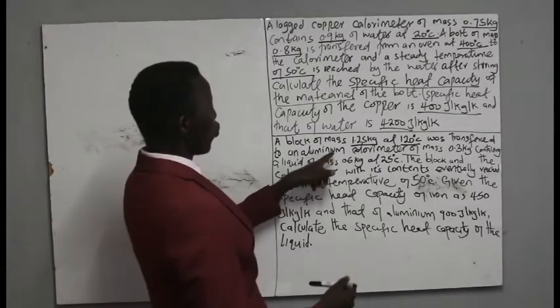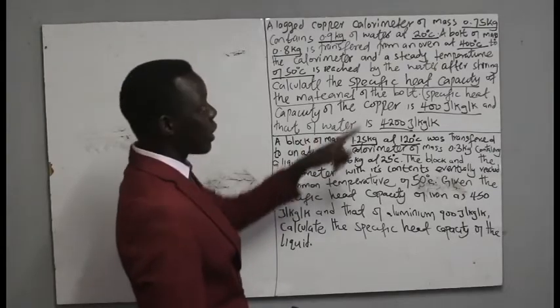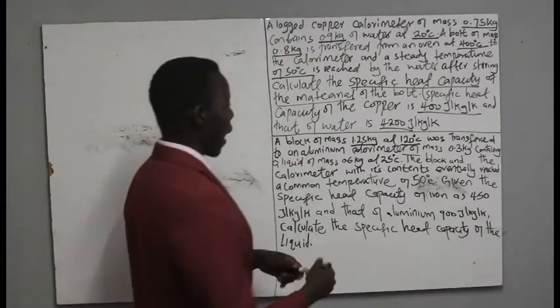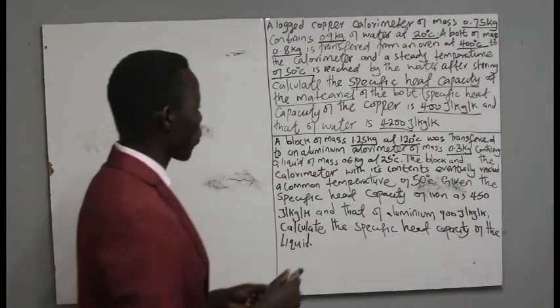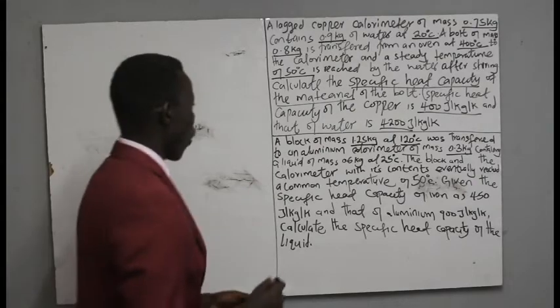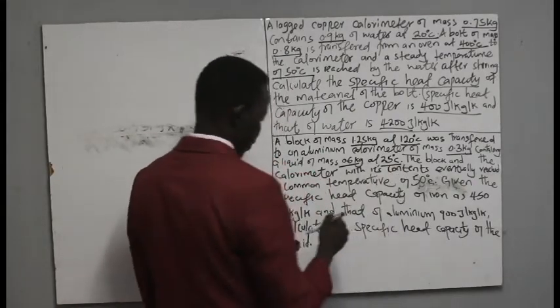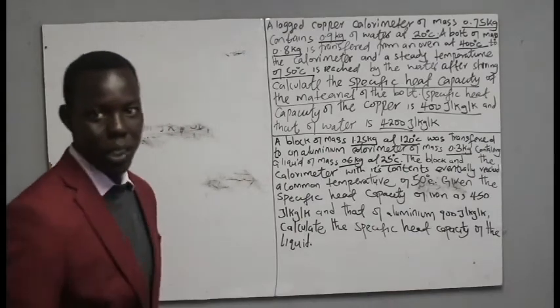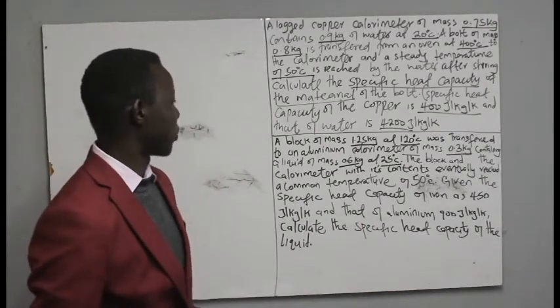So today we are using aluminium. The calorimeters are made of different materials. In the former case it was copper, now it's aluminium. It has a mass of 0.3 kilogram containing a liquid. So it's not water, it's a liquid of mass 0.6 kg at 25 degrees Celsius. So the calorimeter, the liquid, and their masses, all of them are at 25 degrees Celsius.